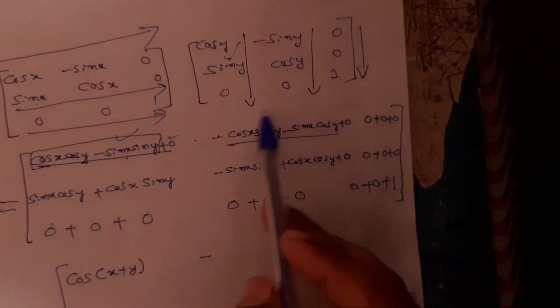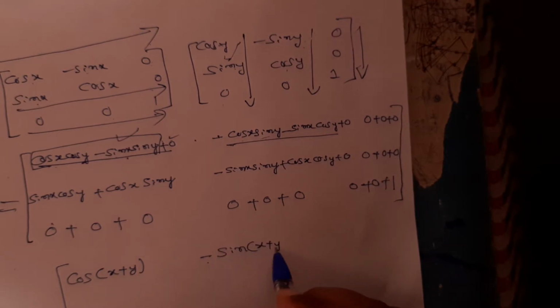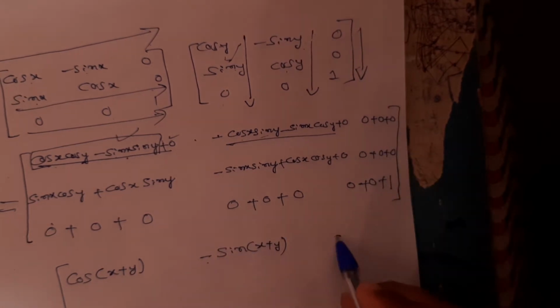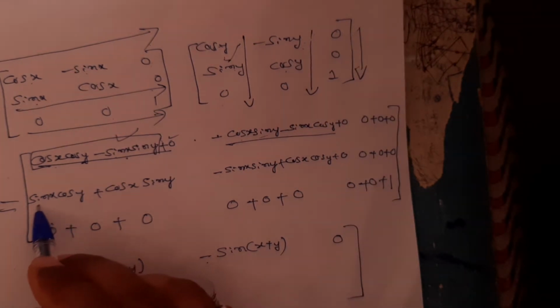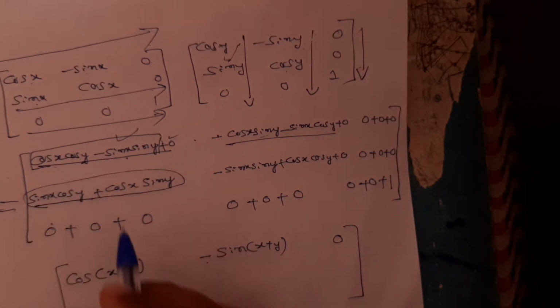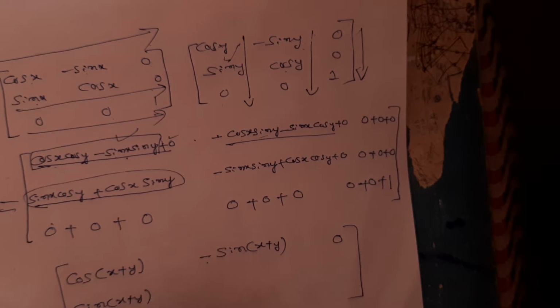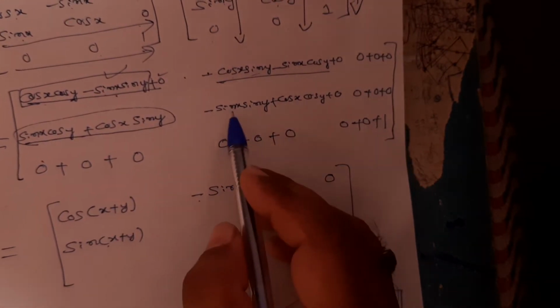So I can replace this whole thing by taking minus outside here. So minus of, this becomes sin of x plus y, and this 0 plus 0 plus 0, the sum will be 0. Same thing here, sin x cos y plus cos x sin y. This thing is sin of x plus y, that is the sin sum formula.